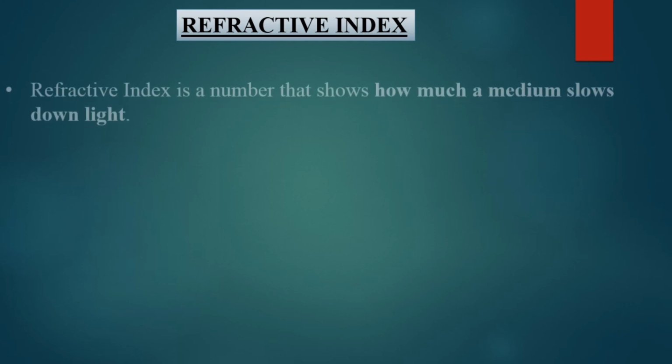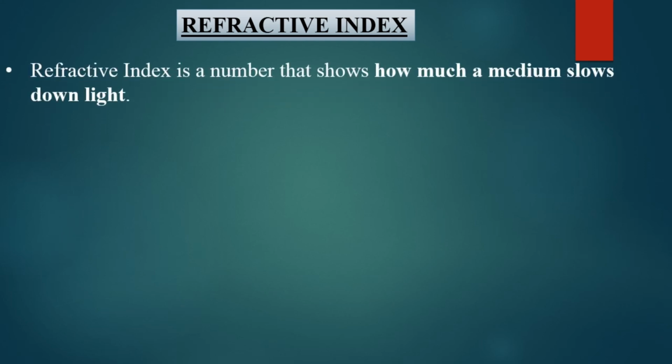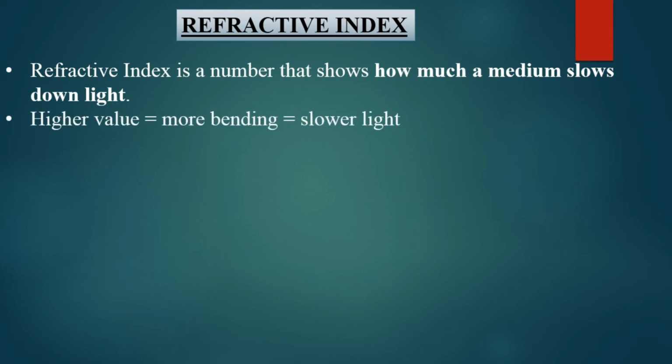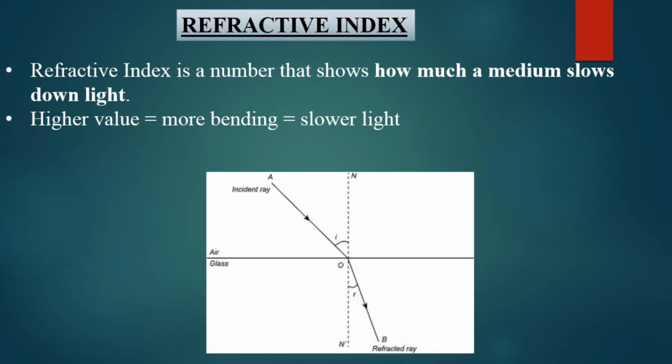Let's talk about the refractive index, a very important number in understanding how light behaves. The refractive index tells us how much a medium slows down light as it passes through. A higher refractive index means the light bends more and travels slower in that medium. So the amount of bending of light depends directly on the refractive index of the medium it's moving through.